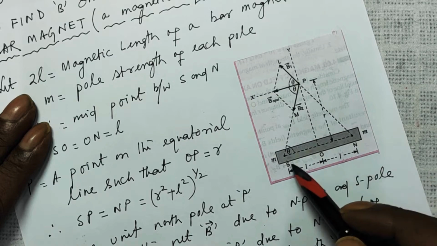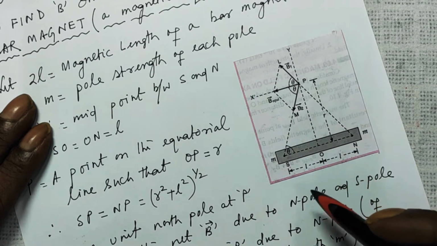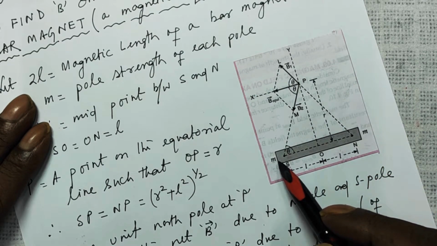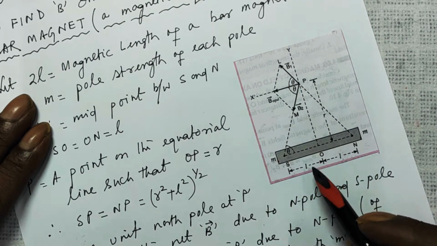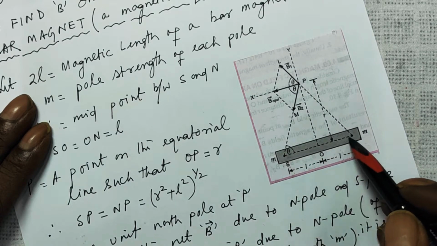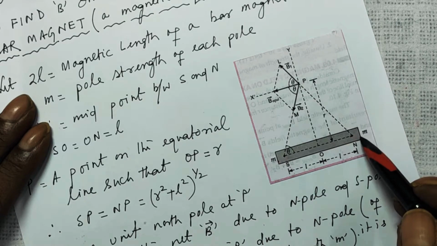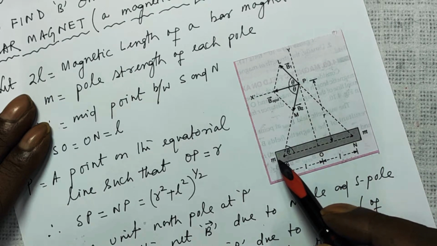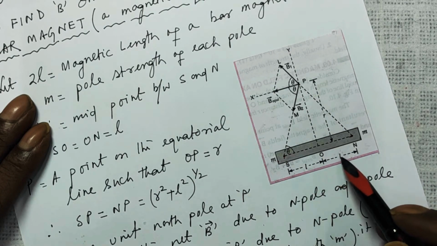This is a bar magnet. This is the south pole, this is the north pole. As you already know, the length of the magnet from this point to this point is the physical length. But the magnetic length is actually between the south pole and the north pole, which is less than the geometrical length, right? So let the magnetic length of this bar magnet from south to north be L plus L, that is 2L.